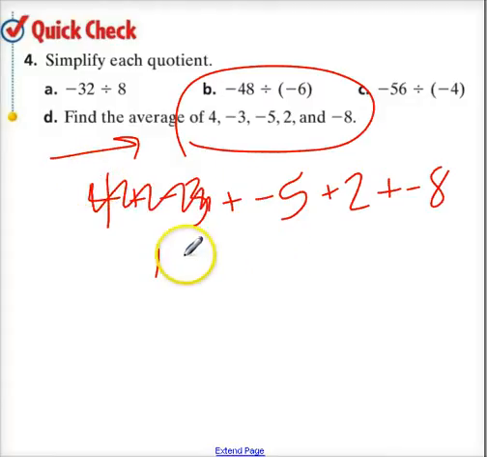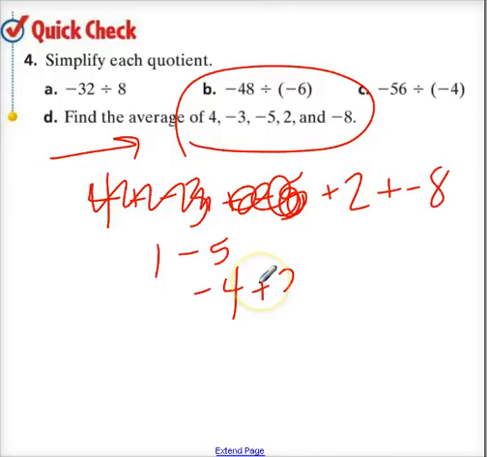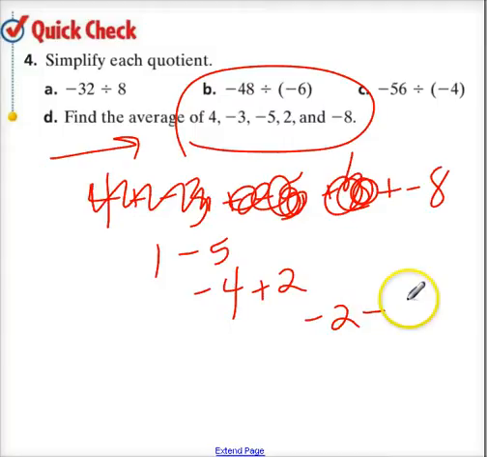Plus negative 5. So that's the same thing as subtracting 5. That's negative 4. So I'm done with that one. Plus 2. So I'm at negative 2. Done with that. Plus negative 8, which is the same thing as subtracting 8. That's going to be a negative 10.